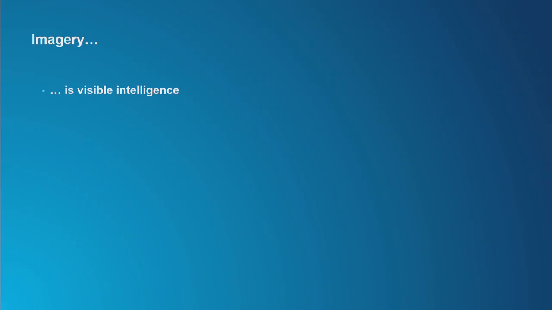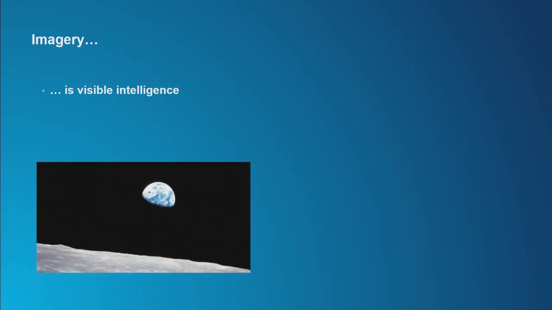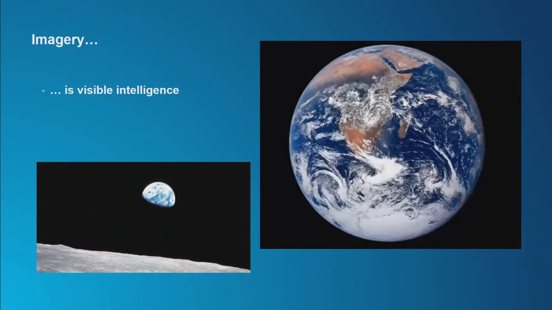Imagery, it is visible intelligence. And if we look at these pictures, like this one here from 1969, when the first images were transmitted back to the Earth from the moon, this first iconic photo of the entire Earth gave us a whole new perspective to our planet. Or this one then a bit later in 72, when Apollo 7 took the first full photo of the entire Earth, the blue marble. It's still fascinating to me how this really expands our perspective.